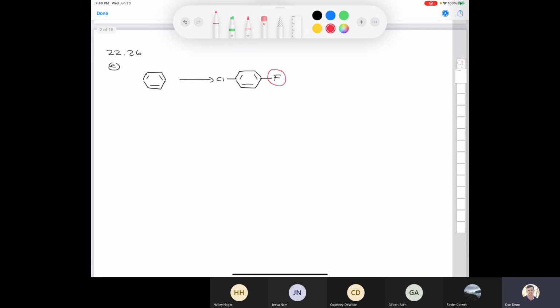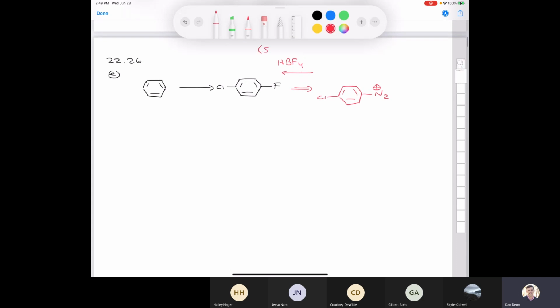Okay, so for this one, again, we're going to think in terms of our diazonium ion, right? And we know that if we have the diazonium ion, and if we have the chlorine here, all we have to do is treat that with HBF4, hydrofluoroboric acid, and that was the Schiemann reaction. So we could pencil that in here. This is the Schiemann reaction. Okay, so the Schiemann reaction is going to put that fluorine in the position where we want it.